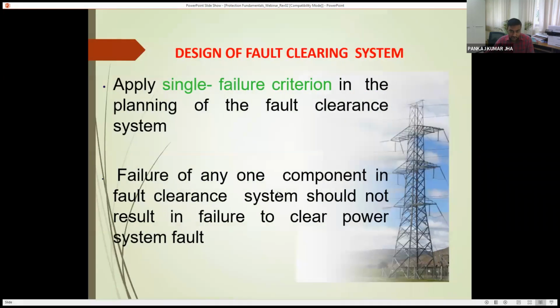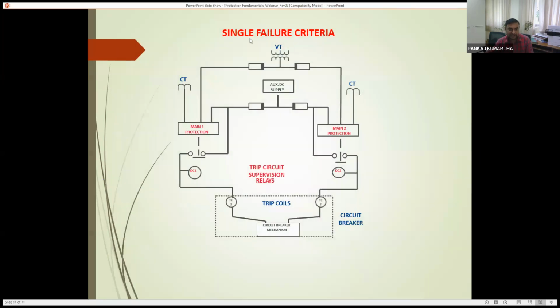All the fault clearing systems are designed by taking into consideration the single failure criteria. So basically, what is the single failure criteria? It means that out of n number of elements in our protection system, if any one element fails to operate, this should not affect the fault clearing of the network. So suppose I have 10 different components in the protection system, and out of those 10 components, one component fails for any reason, then also my fault must be isolated.